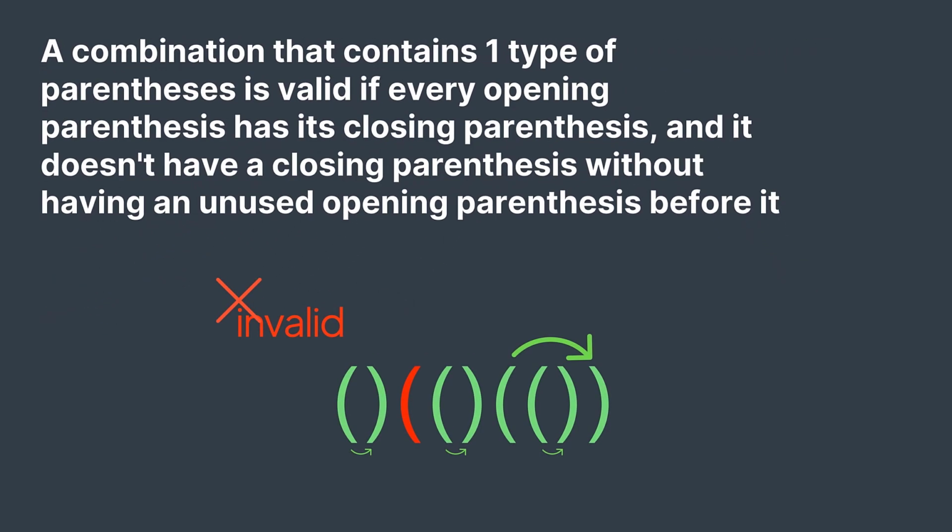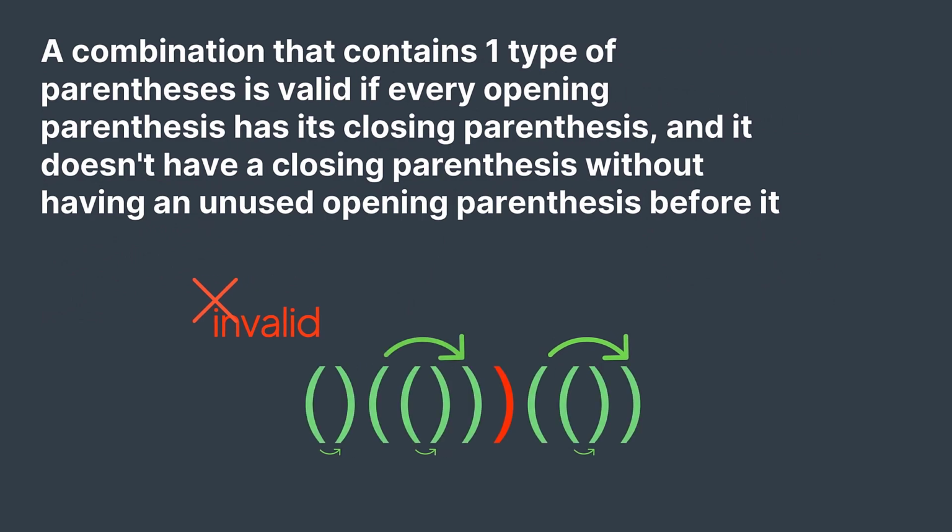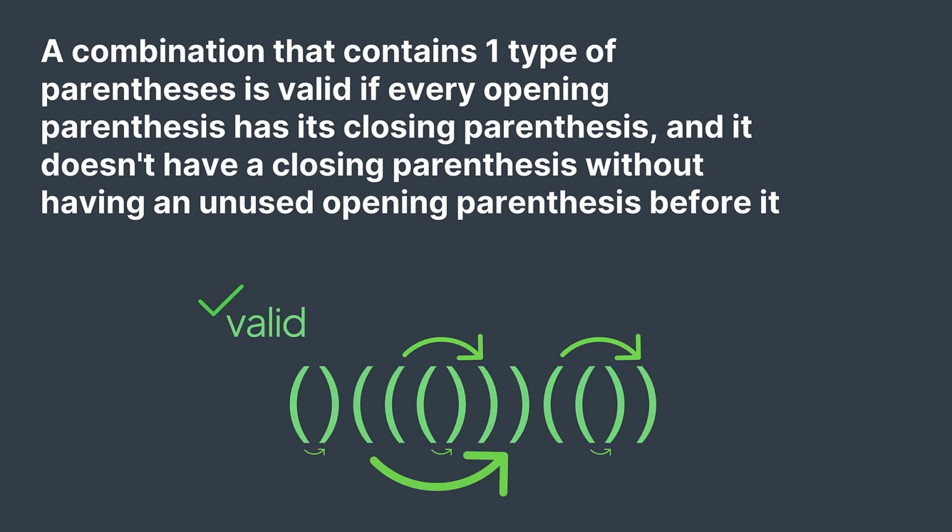This combination is invalid because these opening parentheses don't have closing parentheses. The syntax is invalid. Second example, this combination is invalid because we have a closing parenthesis without an unused opening parenthesis before it. Last example, this one is valid because each opening parenthesis has its closing one, and there is no closing parenthesis without an unused opening one before it.